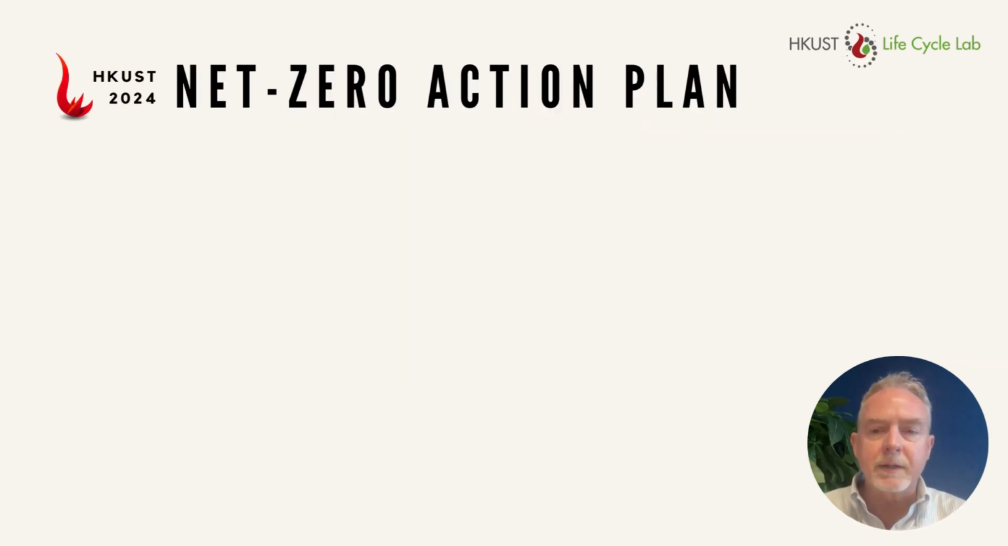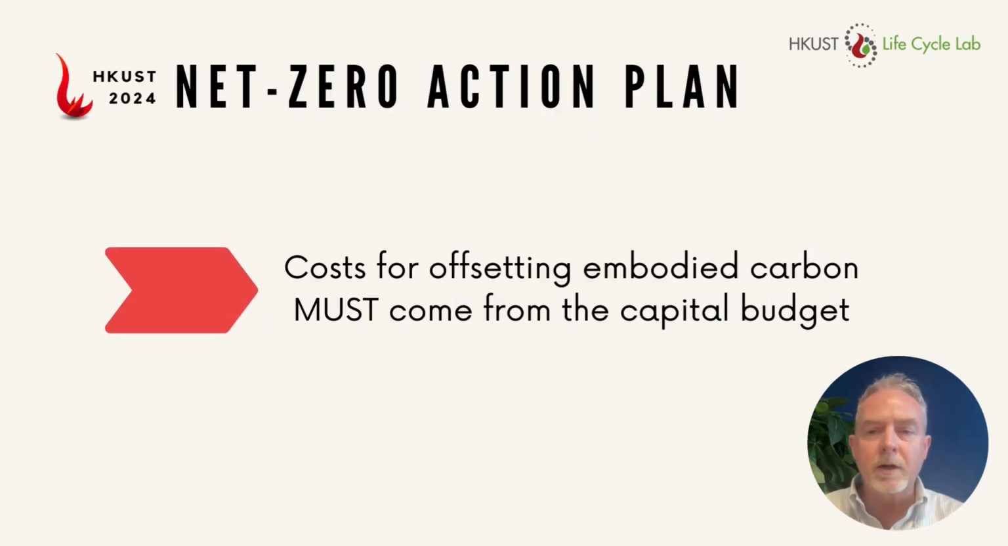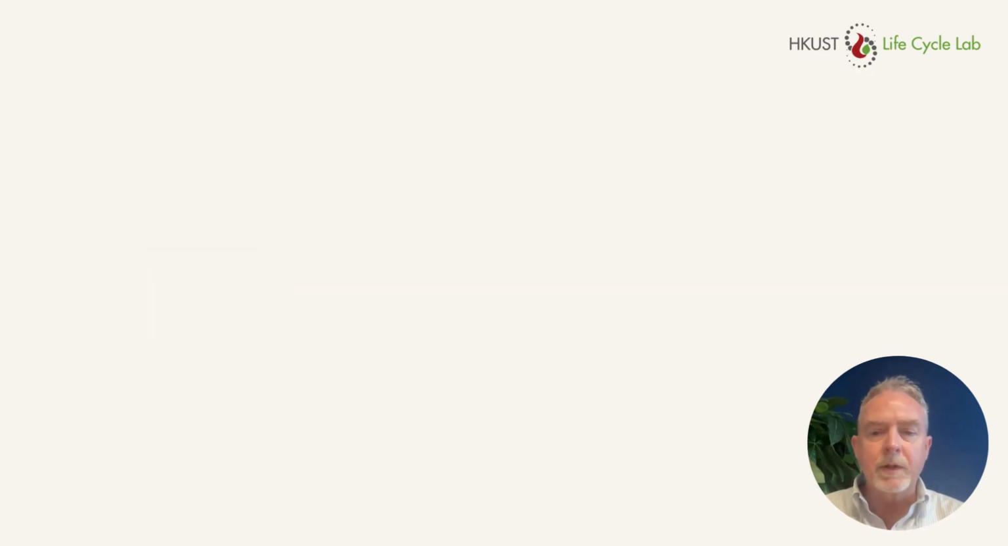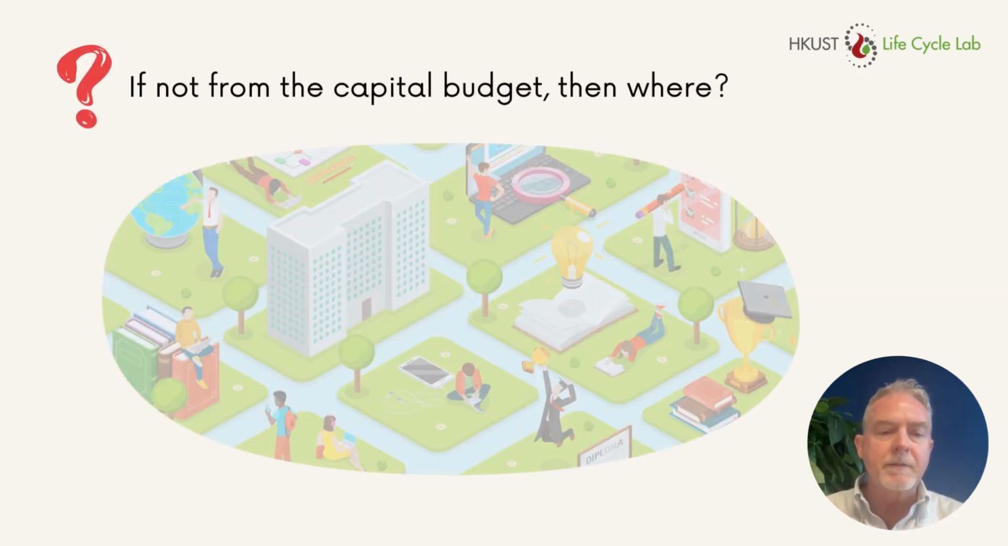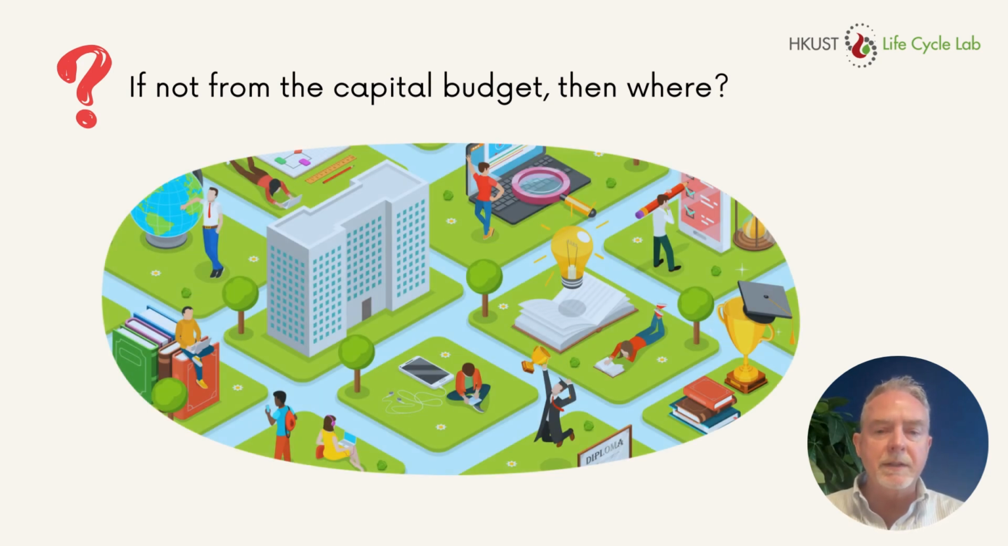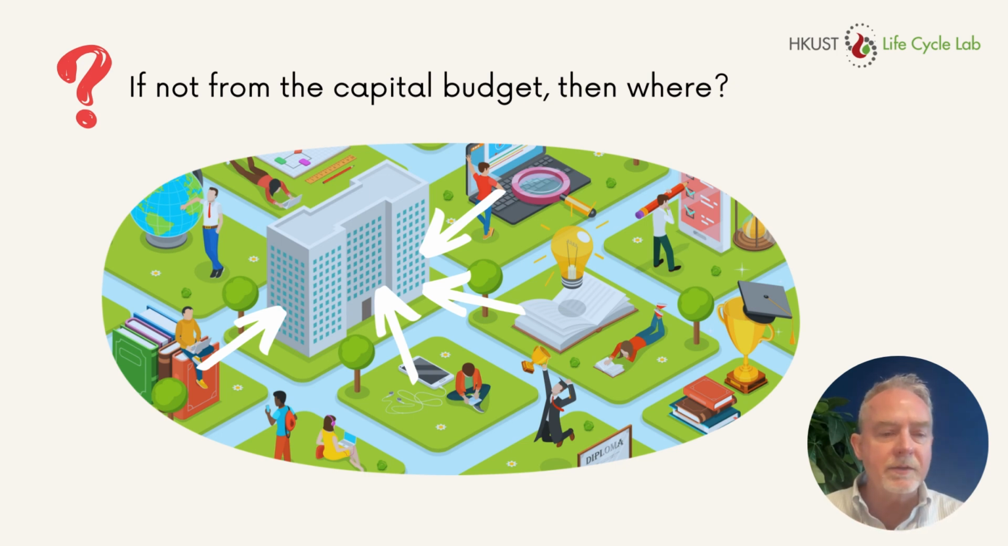In our action plan, we have stipulated that the cost for offsetting embodied carbon must come from the capital budget. And there's two reasons for this. Number one, if it doesn't come from the capital budget, then where will it come from? If it doesn't, it would mean that the rest of the campus will have to subsidize these new buildings. That's not fair. It means that people would be taking money out of their own research agendas so that they could contribute to this new building. The buildings need to be able to stand on their own.